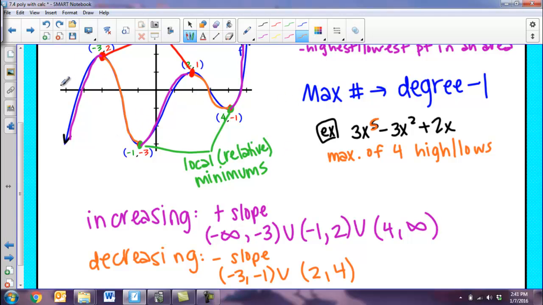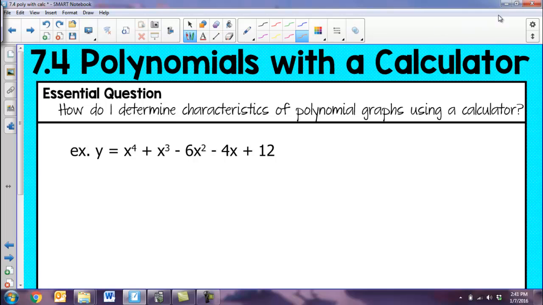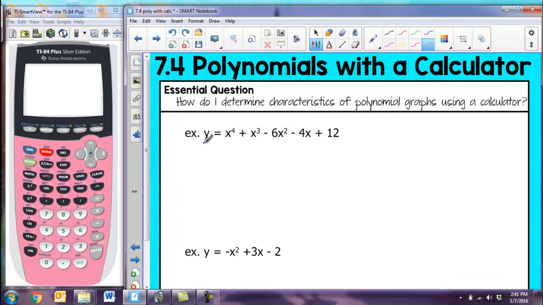So let's look at some examples on our calculator, because not all of our graphs are going to look nice and pretty like this one. So we want to find out, how am I going to find those maxes and mins? Okay, so let's grab our calculator, and our first example is this long polynomial, and we want to find out a couple things. We want to know where the relative mins and maxes are. We want to know where it is increasing and where the graph is decreasing.